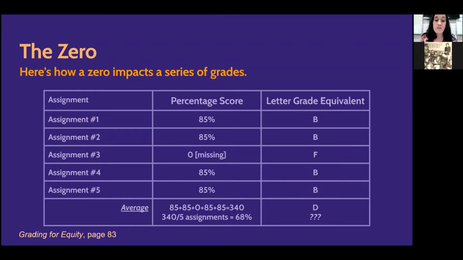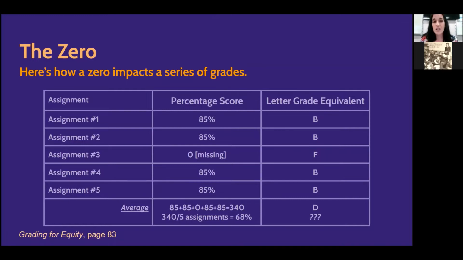I know that in some districts, even ones I've worked in, a 68% is actually failing. So in that case, that student's grade would drop from a B average all the way to failing, simply because of having 1 missing assignment that is marked with a 0. So how can we change this? How can we not see this negative impact on students' grades for missing assignments?